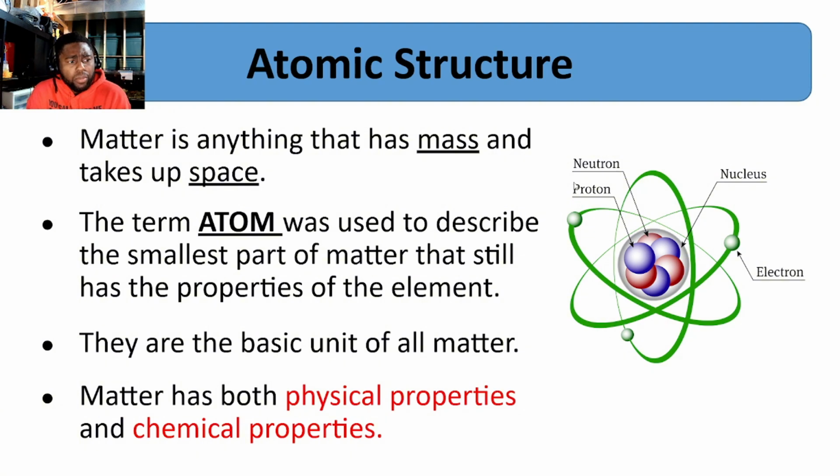Okay, atomic structure. Matter is anything that has a mass and takes up space, right? You should have learned that in grade 8. The term atom was used to describe the smallest part of matter that still has the properties of an element. Okay, and then we have the components of an atom that you guys will be studying. So the protons, which are positively charged, our neutrons, our nucleus, which is where the protons and neutrons are stored, and then we have our electrons orbiting the nucleus.